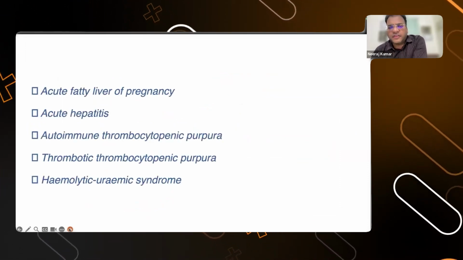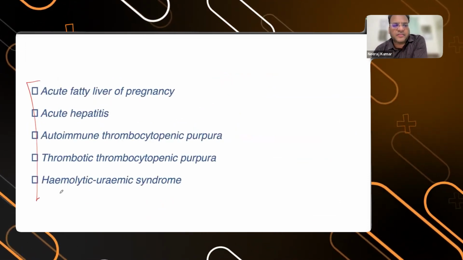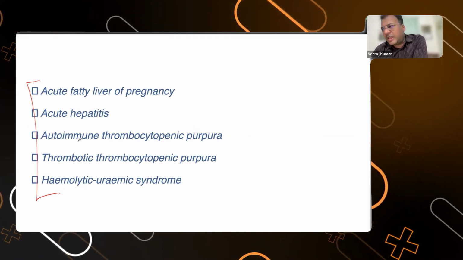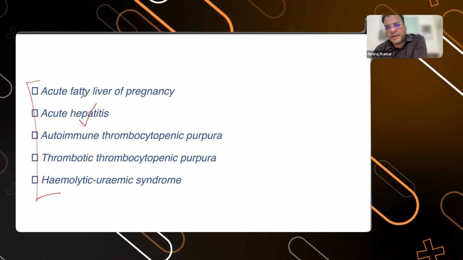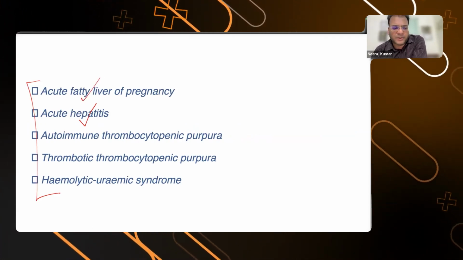Now, how will you do the differential diagnosis? These are the straightaway differential diagnoses: TTP-HUS, AITP, that is autoimmune thrombocytopenic purpura, then viral hepatitis, and then acute fatty liver of pregnancy.